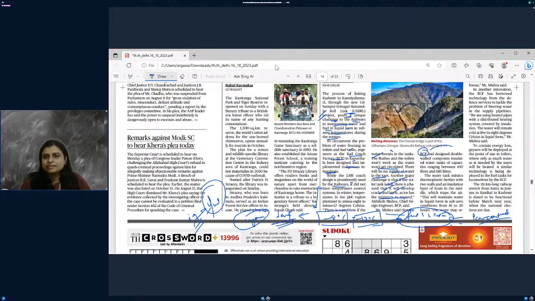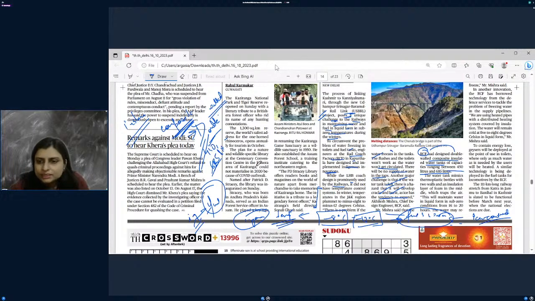Okay, so the RCF has designed double-walled composite insulated water tanks of capacities ranging between 450 liters and 685 liters. That means the RCF is now designing water tanks with a capacity of 450 liters and 685 liters, and they are double walled, composite insulated water tanks, so that the water in the tanks does not get affected.